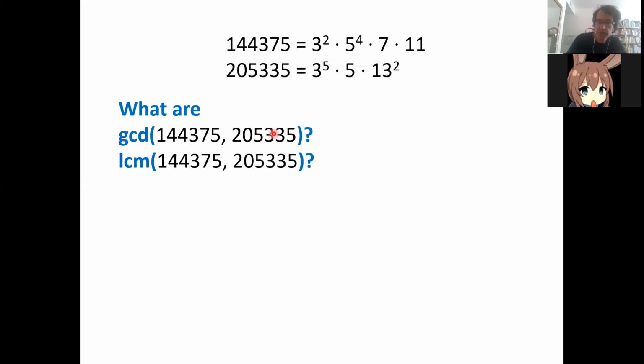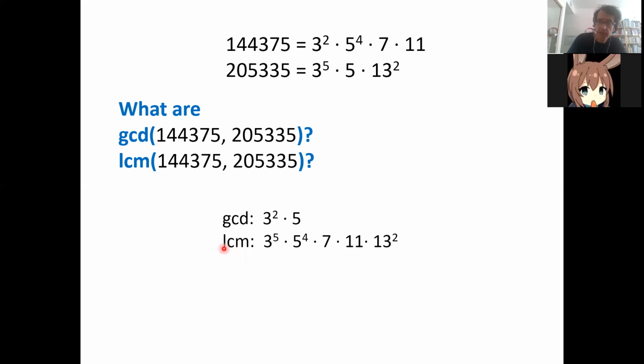Okay, so the GCD is the highest possible power of 3 that is present in both, times the highest possible power of 5 that is present in both, and actually the highest possible power of all the other primes that is present in both, because there is a hidden 7 power here. It's 7 to the 0, and a hidden 11 power, it's 11 to the 0, etc.